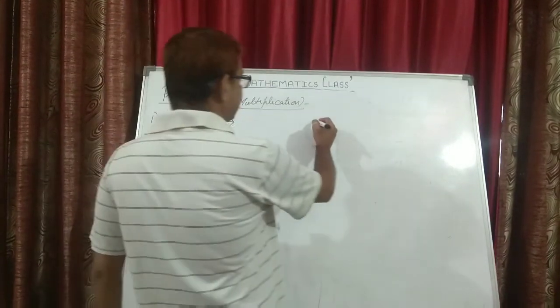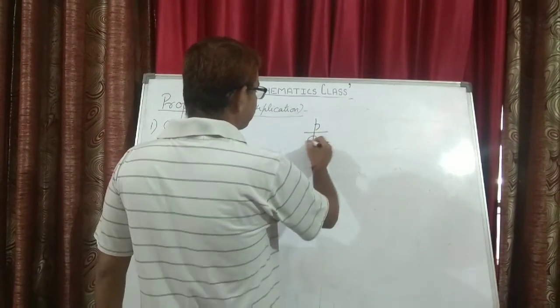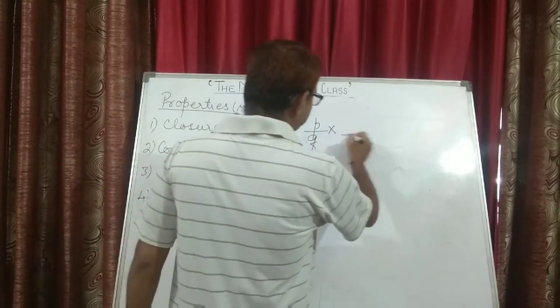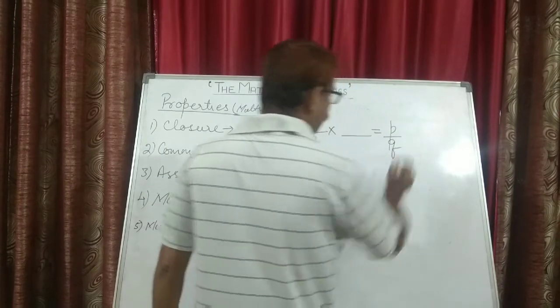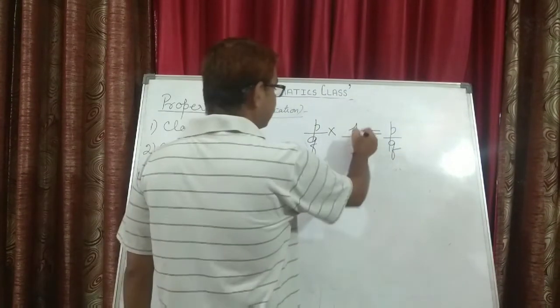For example, I take a rational number p upon q. By which number should I multiply it to get back p upon q? Obviously your answer will be 1.